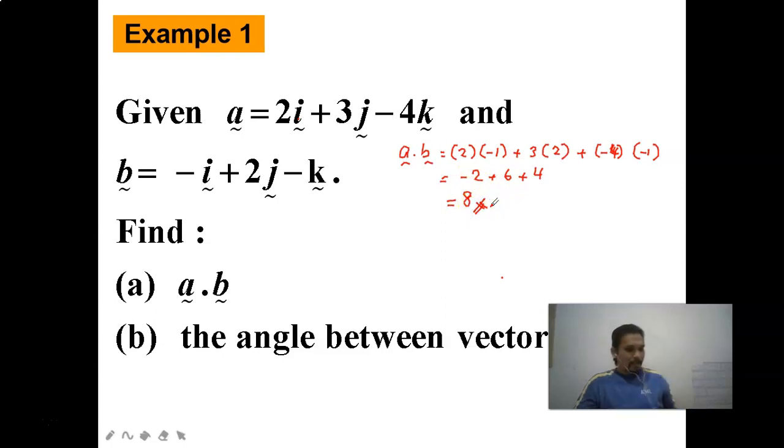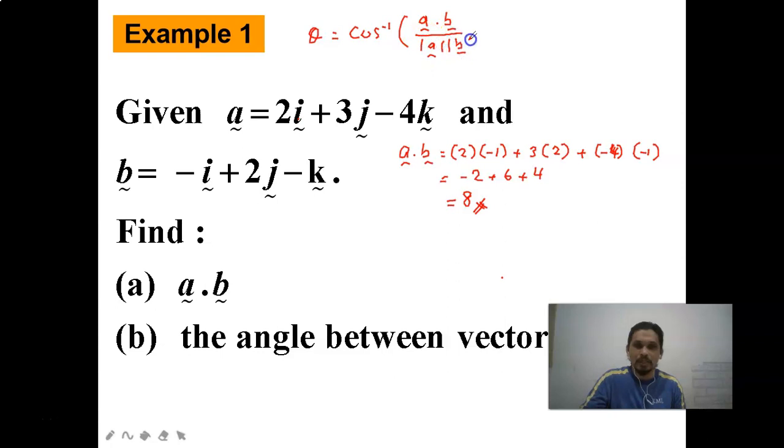Okay, and then find the angle between the vectors. As we know, angle theta equals cos inverse of A dot B divided by modulus of A and modulus of B here. So meaning we need to find these two first before we can find the angle.